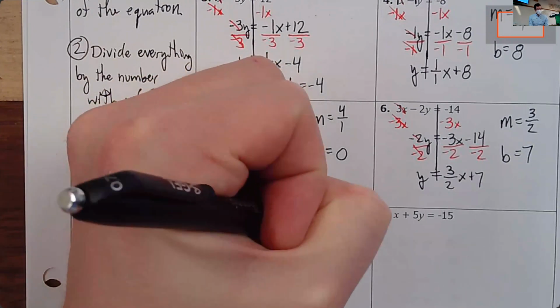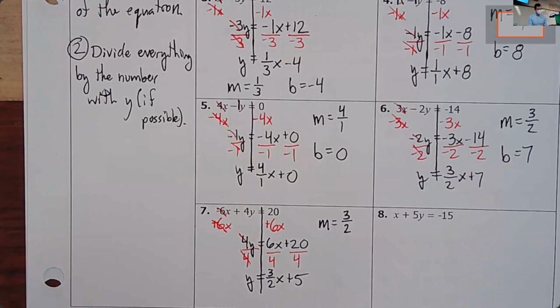3 over 2, good. So just the numbers. And then the y-intercept? 5, excellent. Great. Okay, let's keep going. Number 8. Make sure you can write that down, and we'll scoot on to number 8 here. What should we do before we even start doing any algebra on this one?